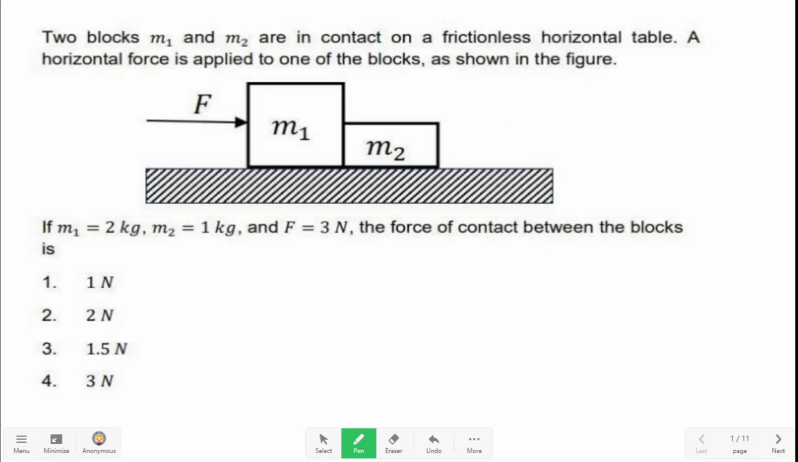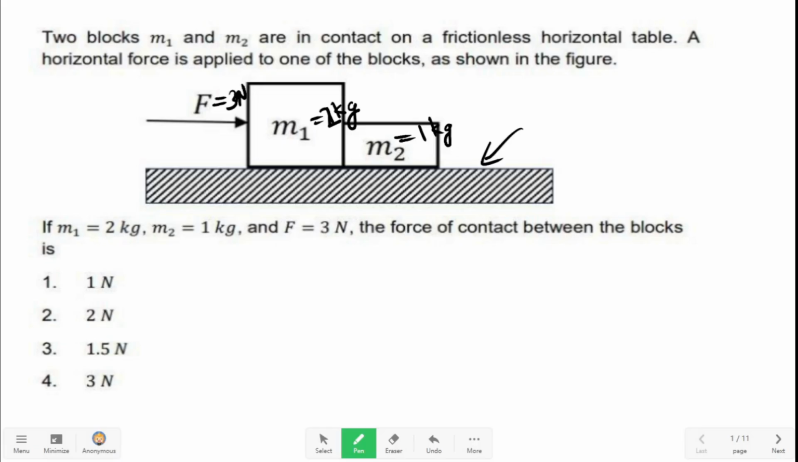First of all, we have a frictionless surface. This is a frictionless horizontal surface, and there are two blocks placed on it which are in contact with each other. Now a horizontal force F equal to 3 N is applied on mass M1. M1 is actually 2 kilogram and M2 is equal to 1 kilogram. So these are two blocks. The first block has mass 2 kilogram and the second block has mass 1 kilogram.